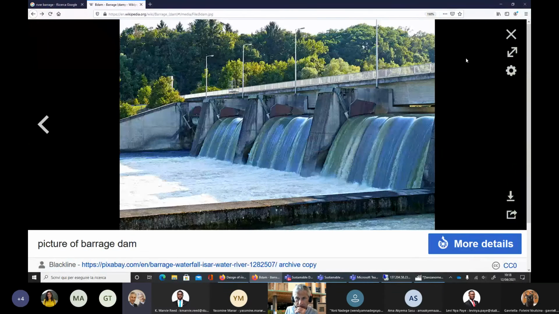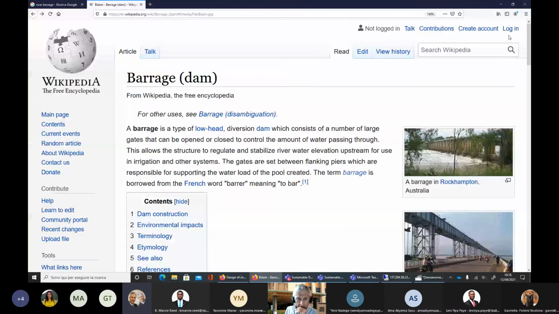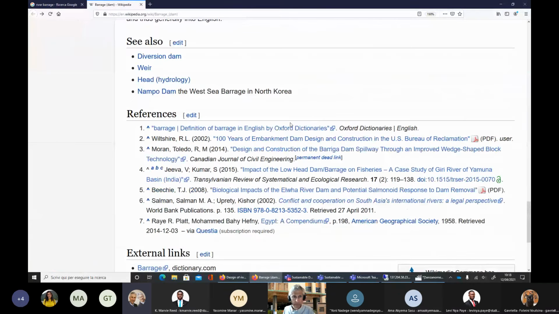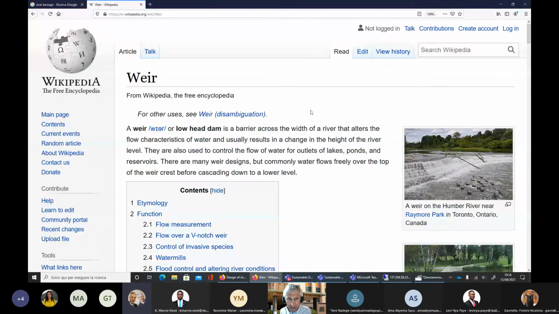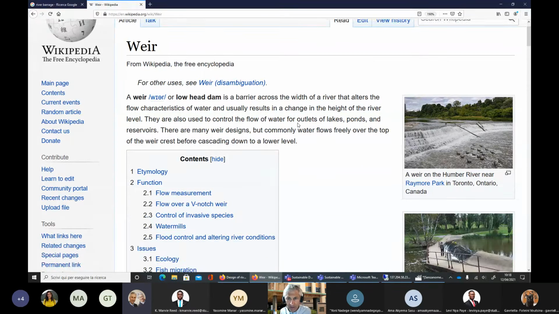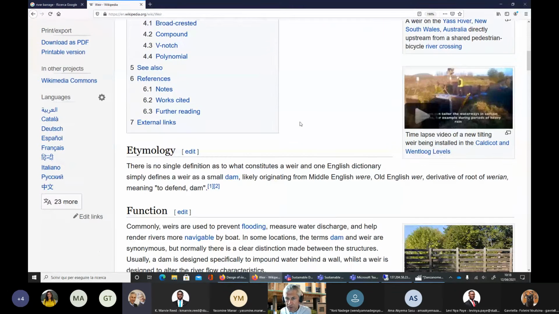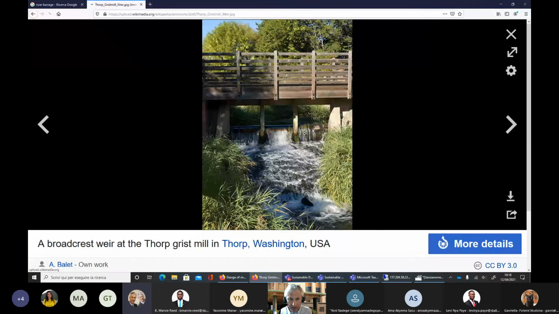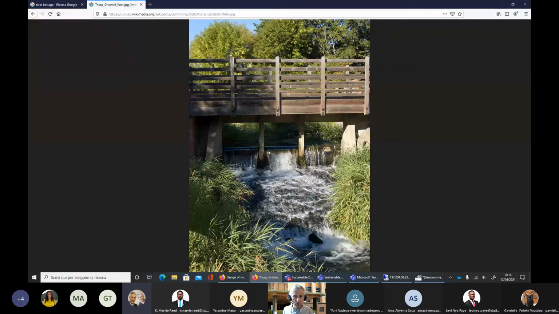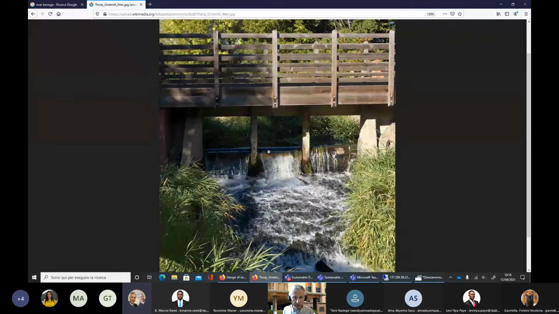Okay, I think that's it. And you see in Wikipedia, we also have weir. And the weir is the term I introduced before. And you see some examples here. Okay, now let's see this figure. I think it's interesting. This is a very small barrage, okay, with a bridge over it. It's made of mixed wood and concrete.